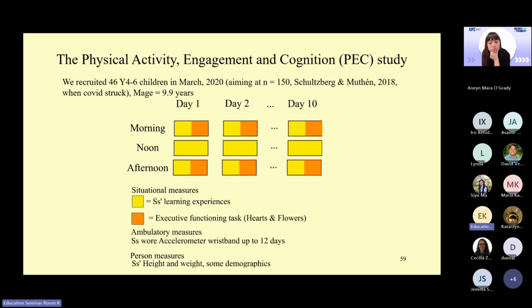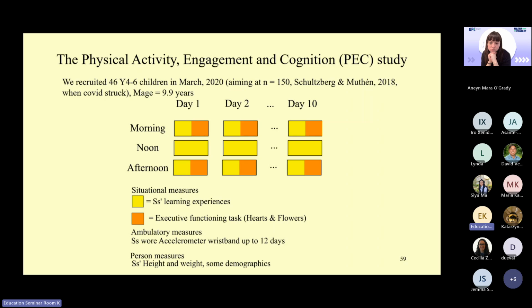So the design of the study was that we have morning, noon, and afternoon self-report questionnaires on emotions that we will look at in a minute. And then we have the executive functioning task. It's called the hearts and flowers task. And this was then administered once in the morning and once in the afternoon. In reality, students did the executive functioning task either in the morning or at noon, but always in the afternoon. So the morning session is sometime before noon, and the afternoon is after that kind of midday break.